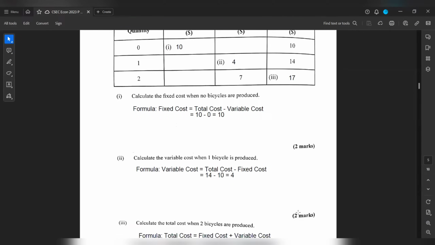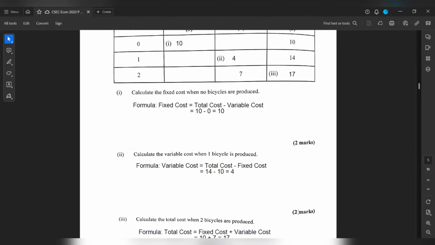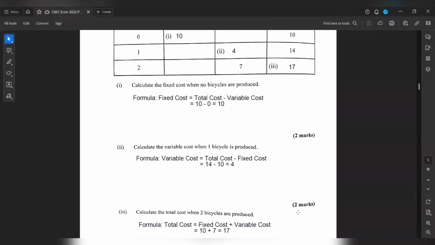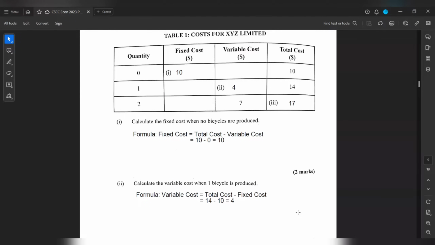And then we have to calculate the total cost when 2 bicycles are produced. The formula is going to be fixed cost plus the variable cost. The fixed cost is 10 plus the variable 7, going to give us 17.